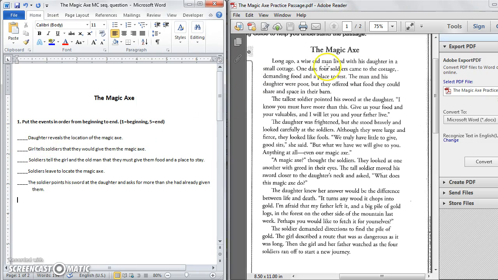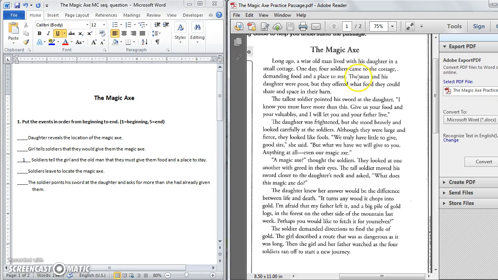If I were reading this on a hard copy, I could highlight this here. So I would highlight, one day, 4 soldiers came to the cottage demanding food and a place to rest. Then I'm going to label my answer. I'm going to start writing down right now before I forget. So there it is, number 1. So now I'm looking for my next events.